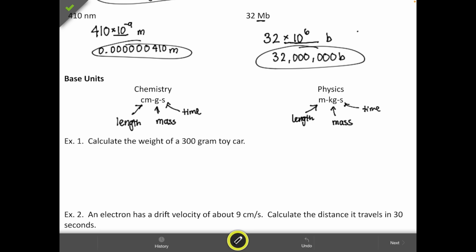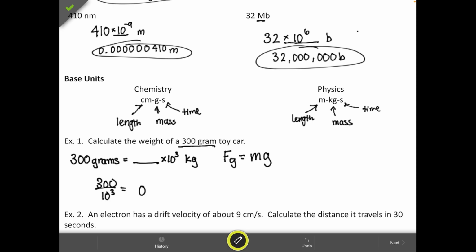So, let's say I'm calculating the weight of a 300-gram car. I'm going to look up the weight equation on my equation sheet, and my 300 grams needs to get converted to kilograms before I can use this equation. So 300 grams is not in the base unit of kilograms, and I need to figure out how many kilograms this is. So I'm still going to use my conversion factor, but notice this time I have to divide by 10 to the third. The correct number of kilograms is 300 grams divided by 10 to the third.